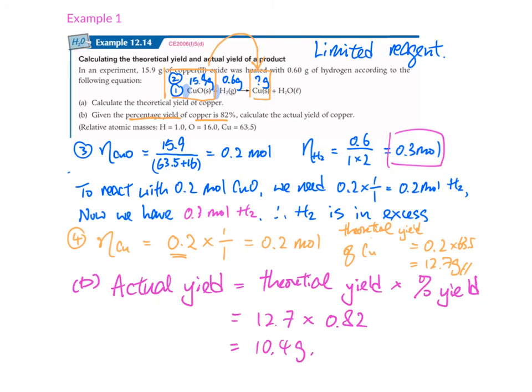During the exam, do you need to write this statement? Of course not. This one is just for your own reference. I'll just move the theoretical yield from the denominator to the right hand side. So we'll just have theoretical yield times percentage yield, then you get the actual yield.